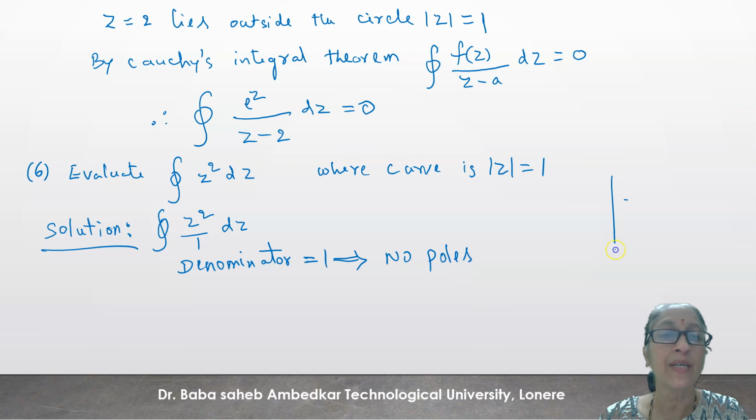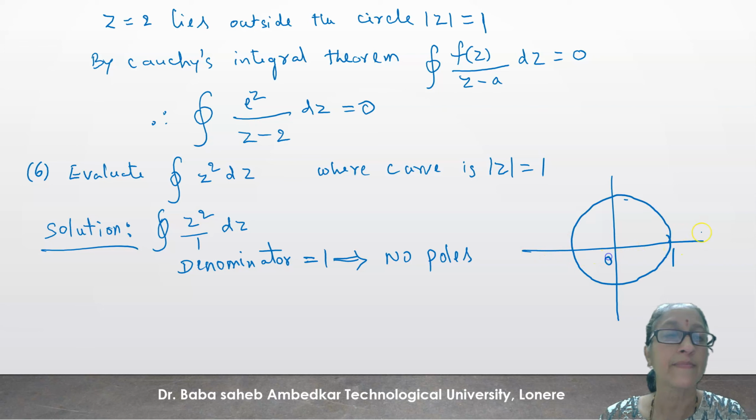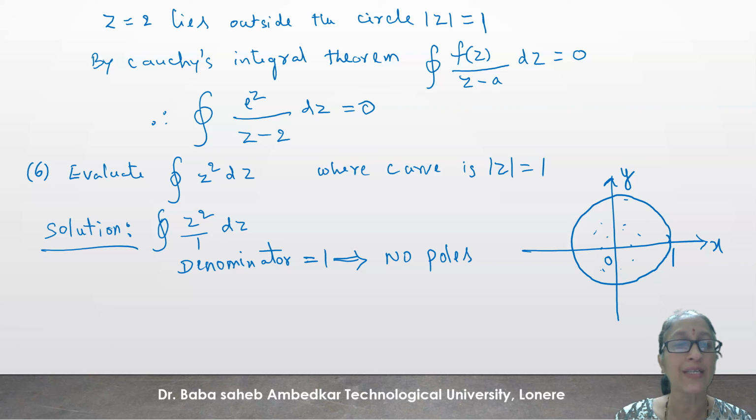What is this curve? Mod z equal to 1 means a circle with radius 1. So here no poles means there are no singular points within this region. If there are no singular points, what does it mean? F(z), this given function, is analytic within this closed curve. If f(z) is analytic within this closed curve, then by Cauchy's integral theorem, the value of this integral is 0.